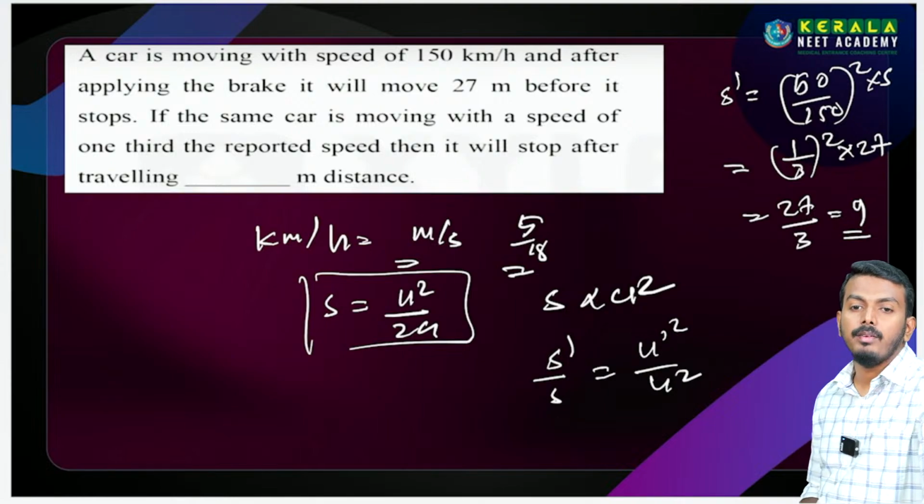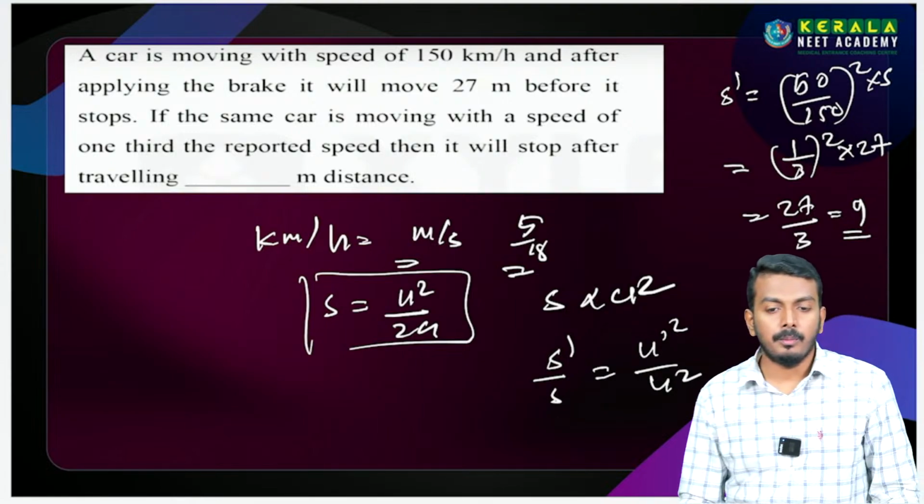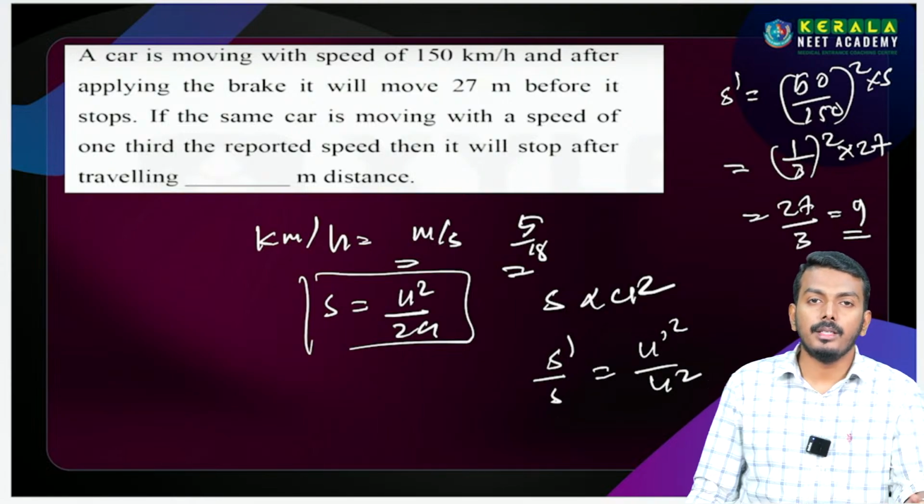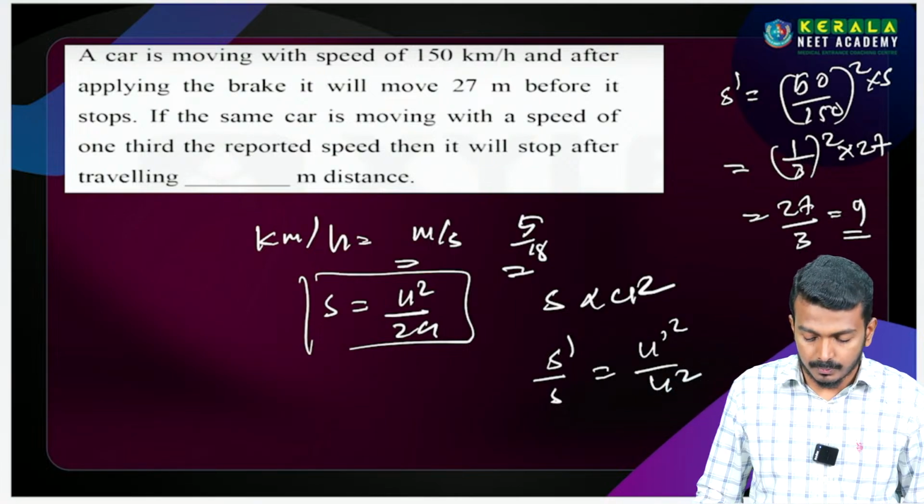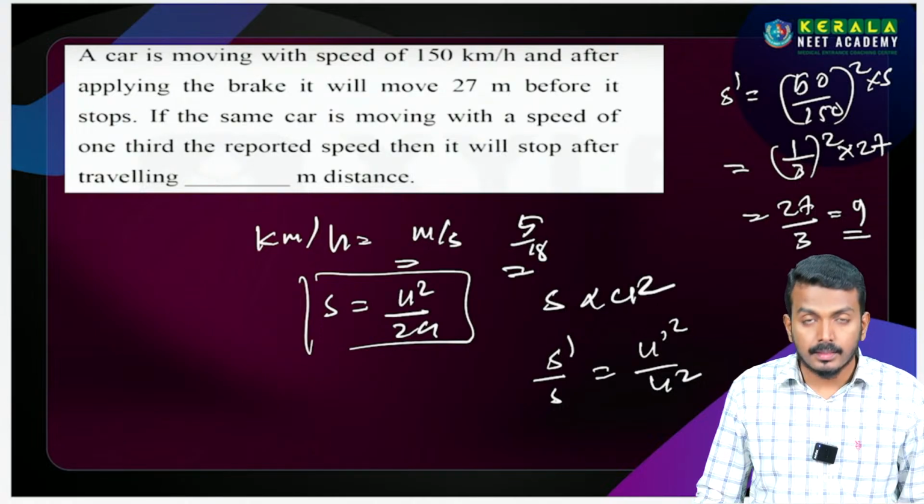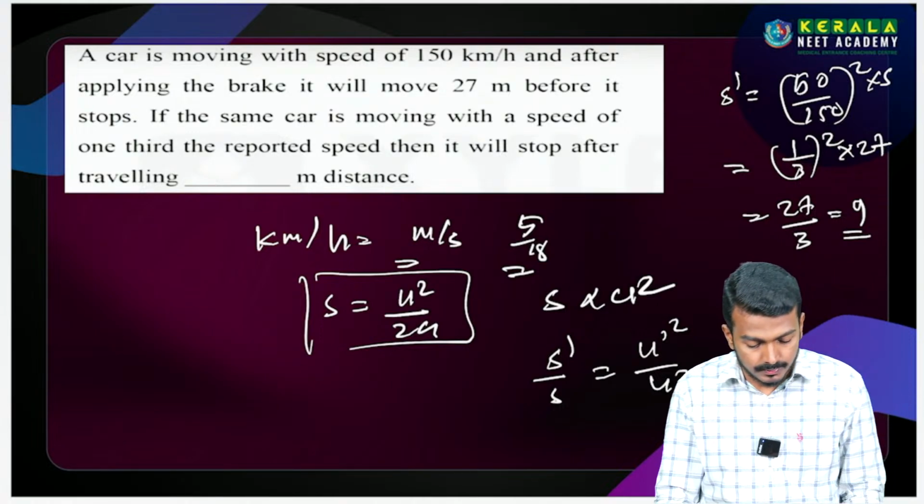All the answers are given in what? Kilometer per hour. You have to convert into meter per second by multiplying by 5 by 18. Okay. A simple question based directly on stopping distance. Anyway.